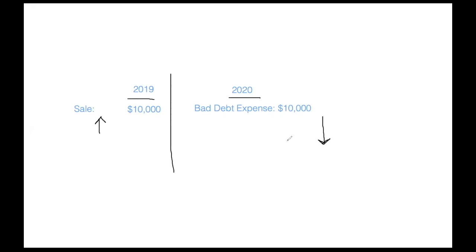The issue is that the expense is not matched into the same time period the revenue was made. Our net income for 2019 is $10,000 too high, and our net income for 2020 is $10,000 too low. This is called the matching principle. Expenses should be matched in the same time period as the revenue. And unfortunately, this happens with the direct write-off method. The allowance method won't do this, and we will go over that in a little bit.